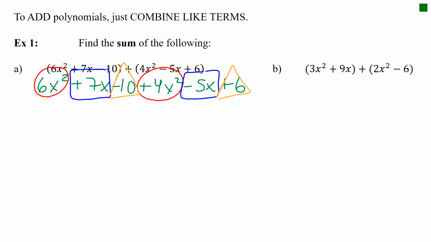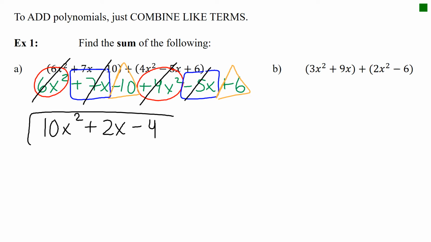So that means we're going to combine the circles first. 6x squared plus 4x squared will give us 10x squared. Then the squares, 7x minus 5x will leave us with a positive 2x. And then finally the constants, negative 10 plus 6 will give us a minus 4. 10x squared plus 2x minus 4 is a trinomial, it has three terms, and it is our final answer.